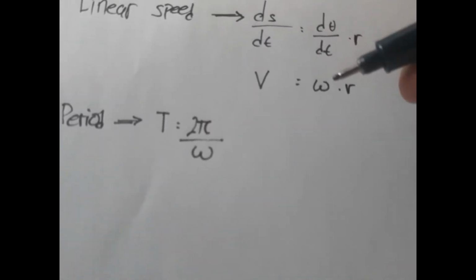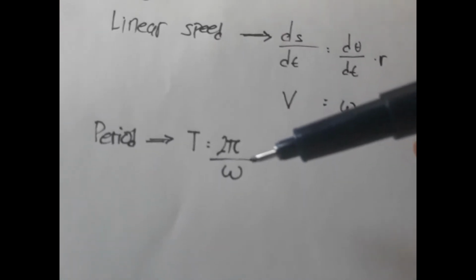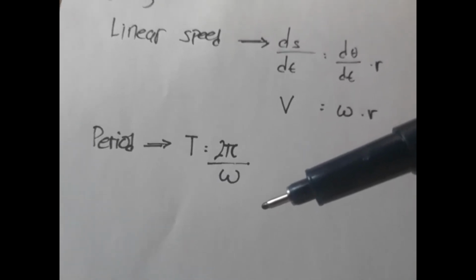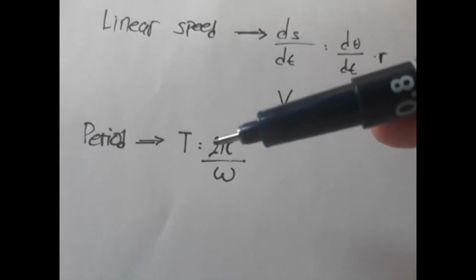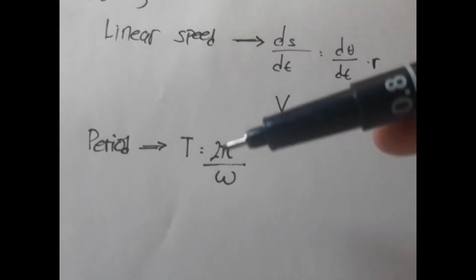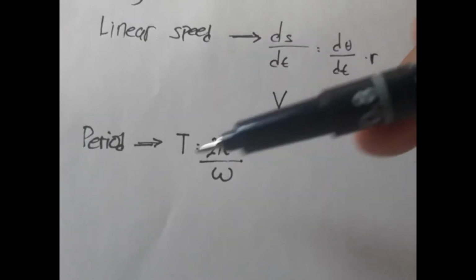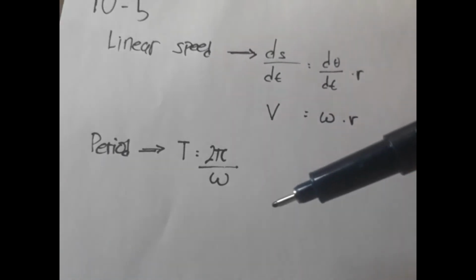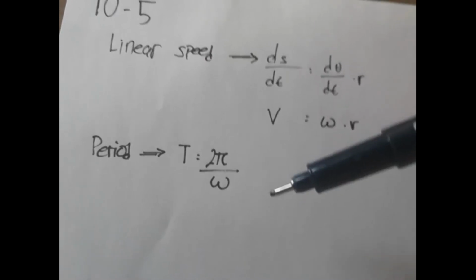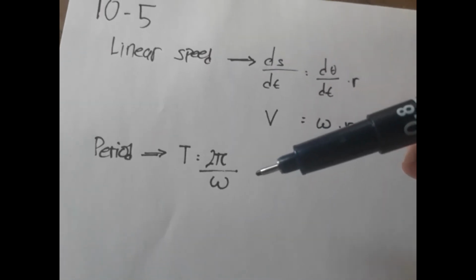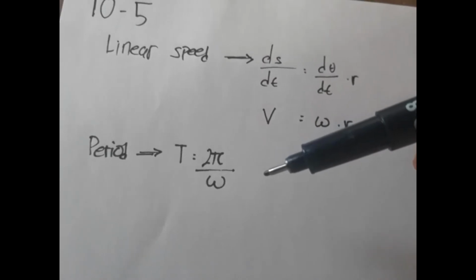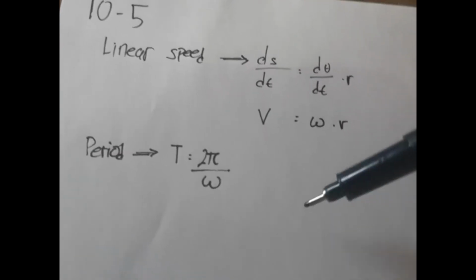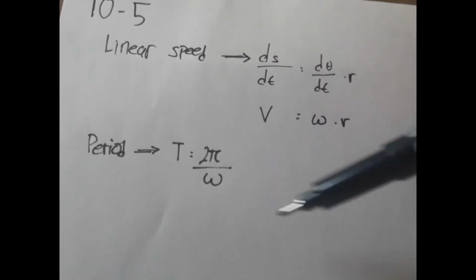Period is the distance 2 pi r traveled in one revolution divided by the speed at which that distance is traveled. The formula for that is period T equals 2 pi divided by omega. The time for one revolution is the angular distance traveled in one revolution divided by the rate at which the angle is traversed. So, period means how much time is needed for one revolution to happen.